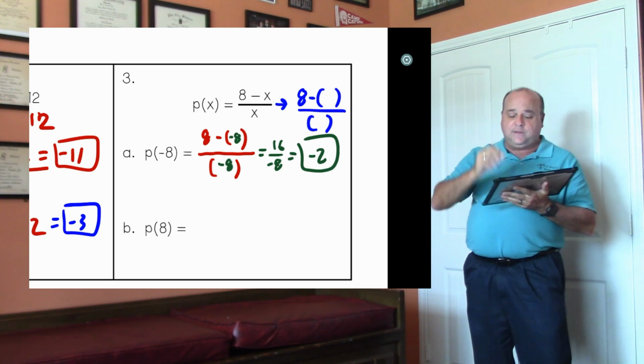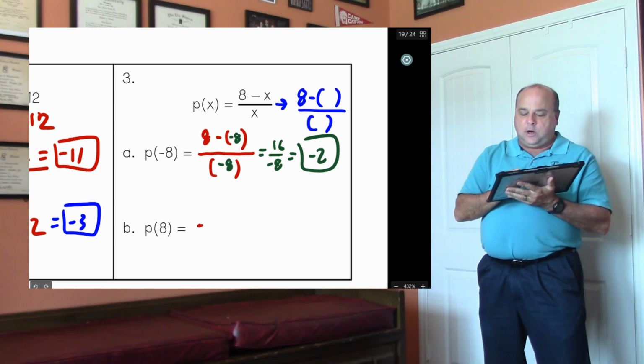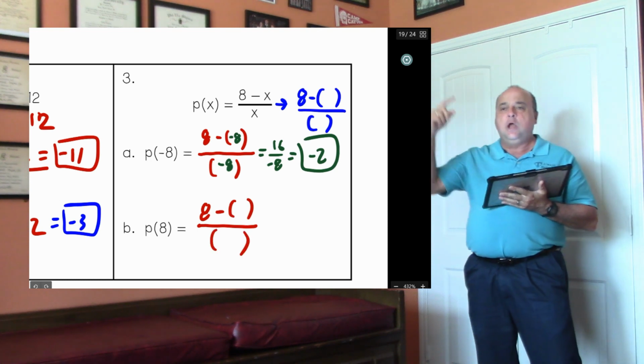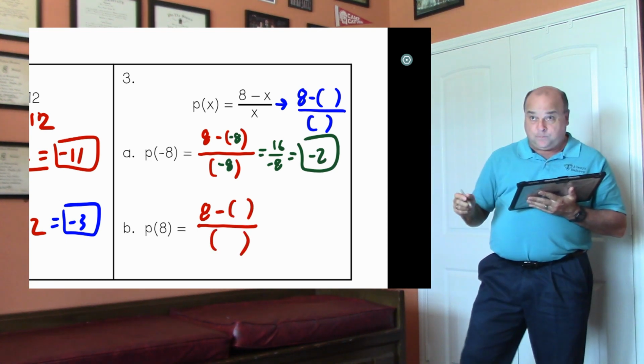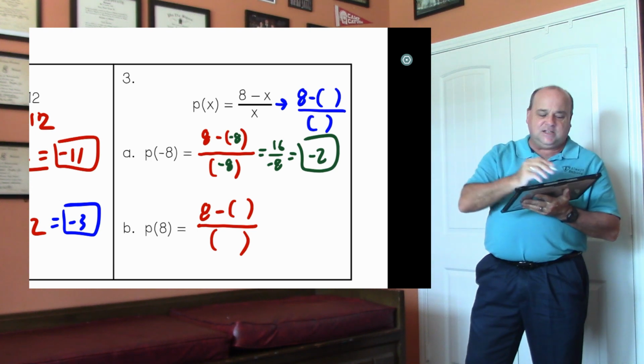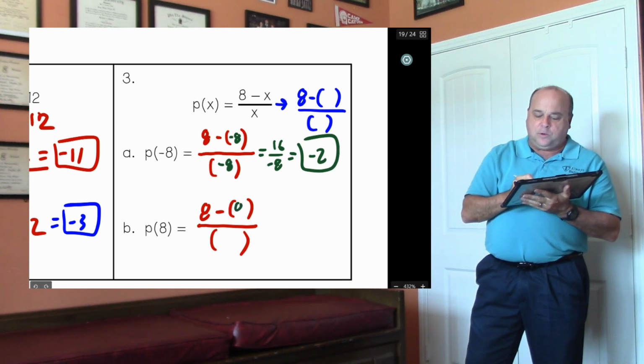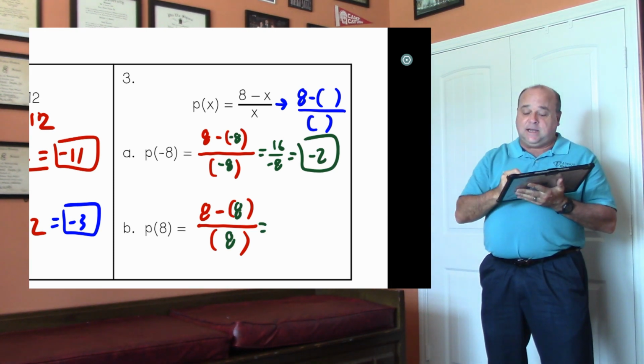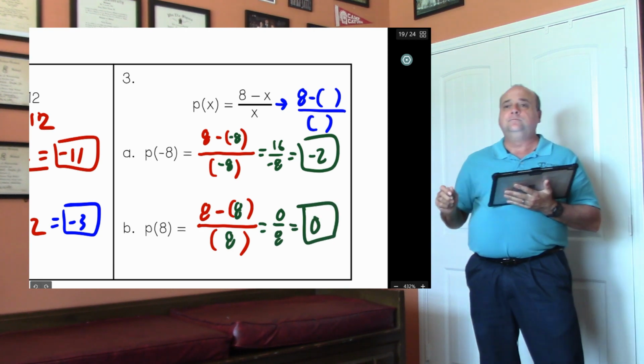Okay, let's do the next one. Draw a fraction bar. 8 minus parentheses over parentheses. Replace all of the x's with parentheses. Now then, let's plug in our input. Our input is 8. 8 minus 8 is not 16, is it? 8 minus 8 is 0, and 0 divided by 8 would be 0, would it?